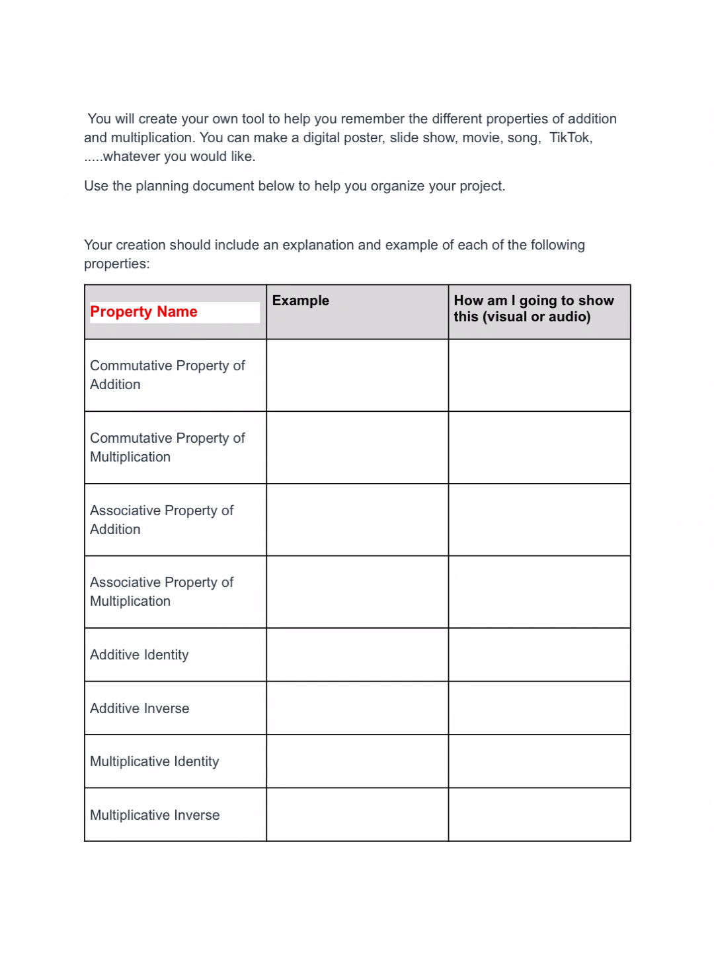So for example, the commutative property of addition. First, I would think of an example, and I'm like, 2 plus 3 is equal to 3 plus 2. How am I going to show this? I'm going to have it on my slideshow, and I'm going to show a picture of the numbers moving around.